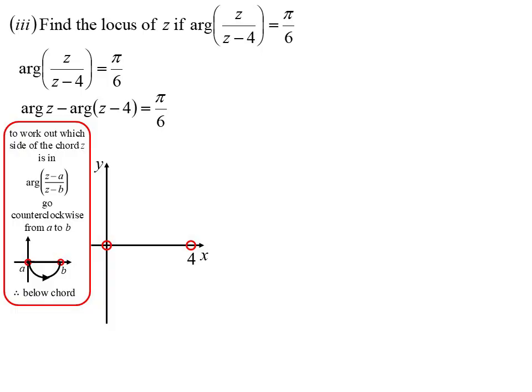That's the situation we've got here. 0 is here, 4 is on the right hand side. In order to get from 0 to 4 in an anti-clockwise direction, I would have to be underneath. I know that. Below the chord. Next thing to work out, am I talking about a major arc or a minor arc? Well, that comes down to the size of the angle. The size of the angle is pi on 6, which is less than pi on 2. Therefore, I'm talking about a major arc.